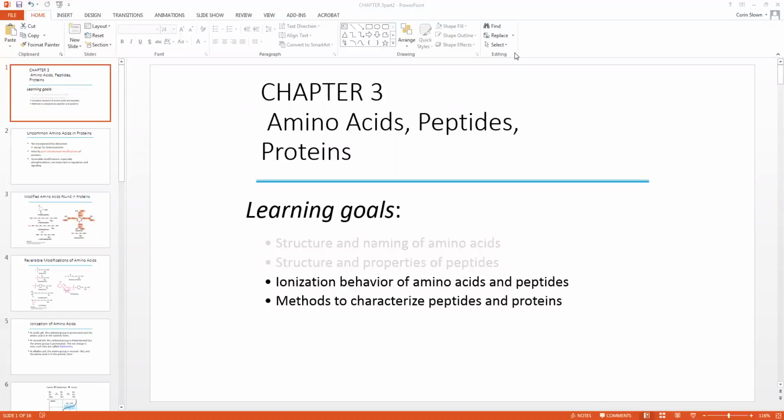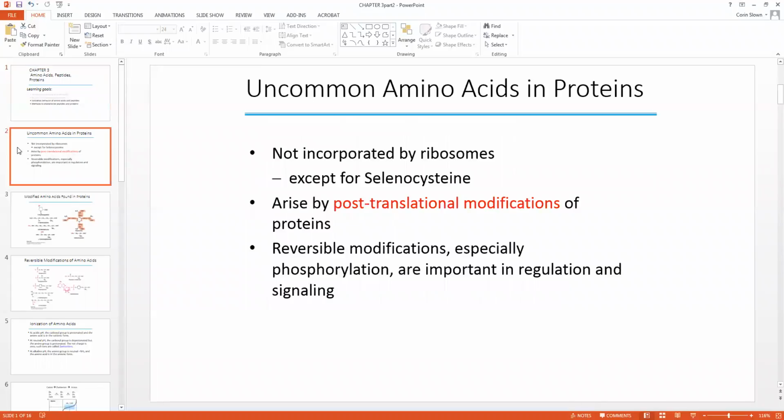So if you think about what we've talked about so far, we have positively and negatively charged R groups, as well as some other classifications that we could use to talk about amino acids. But it's useful, I think, to also think about the fact that there are some uncommon amino acids and proteins. So these are amino acids that are not incorporated by ribosomes, with the exception of selenocysteine. And these are amino acids that arise by post-translational modifications of proteins. So that's after translation, we make a change to the structure, and that's how these amino acids result.